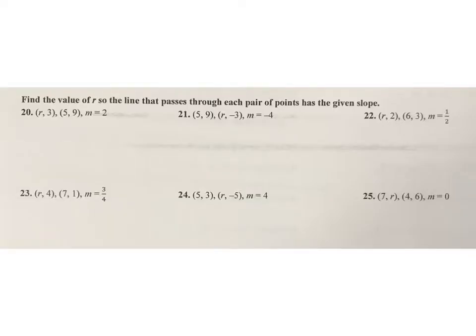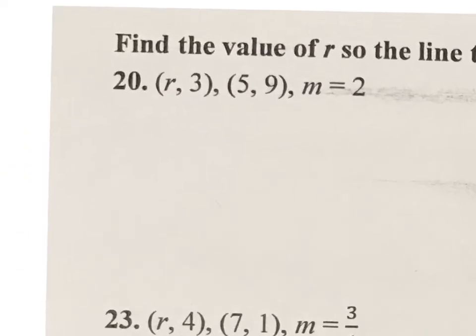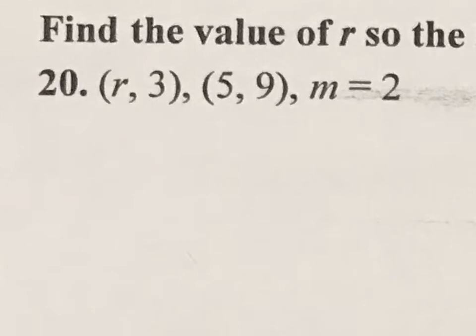So not only am I going to ask you to calculate slope, which is with the slope formula y2 minus y1 over x2 minus x1, but I'm also going to ask you to find missing values in the situation where I give you the slope. So for example, this is actually the bottom part of your homework. It says find the value of r so that the line that passes through each pair of points has the given slope. So if we take a look at number 20 here, they give us 2 coordinates.